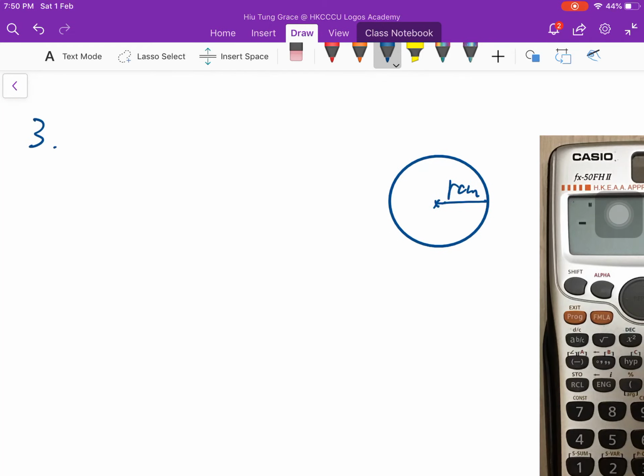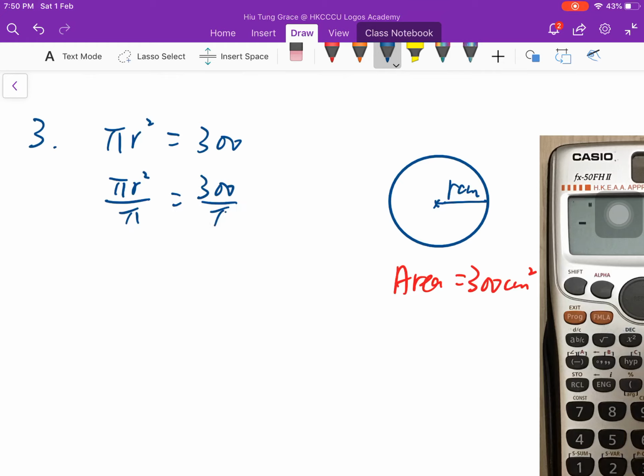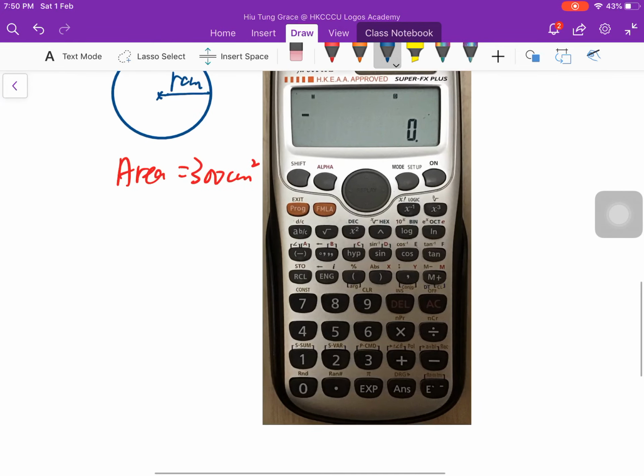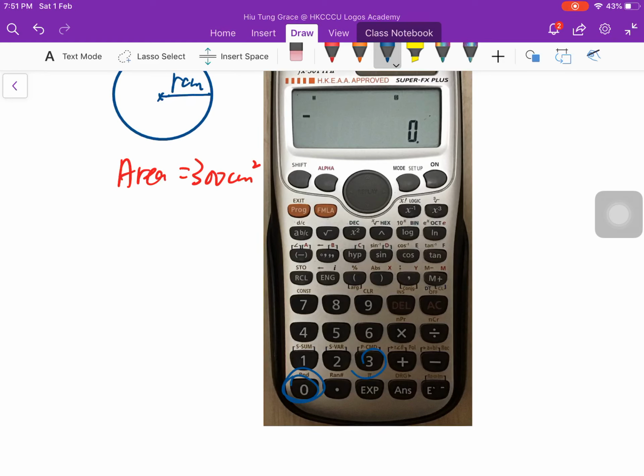This time, again, you are given a circle with radius r cm and the area is equal to 300 cm squared. To start with, again, we use substitution and divide both sides by pi. We know that r squared is equal to 300 over pi, I'm sorry. So by using the calculator, 300 divided by pi. Remember how to find the pi key? It's this.